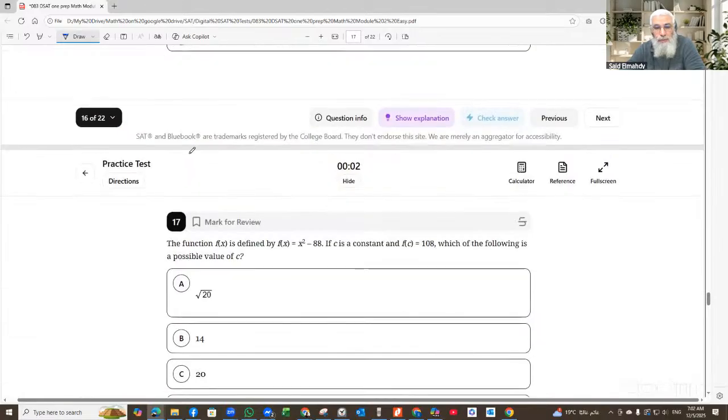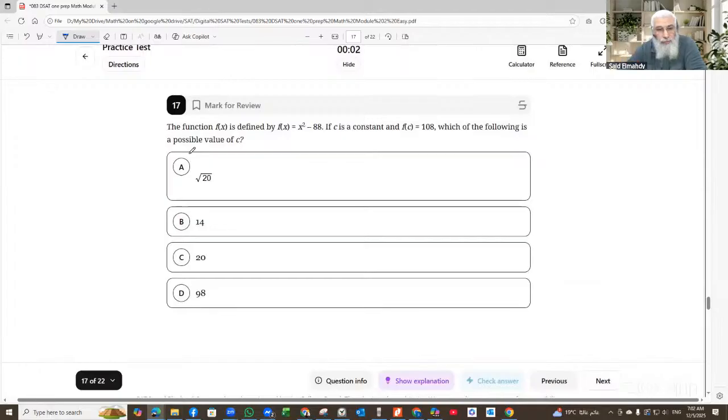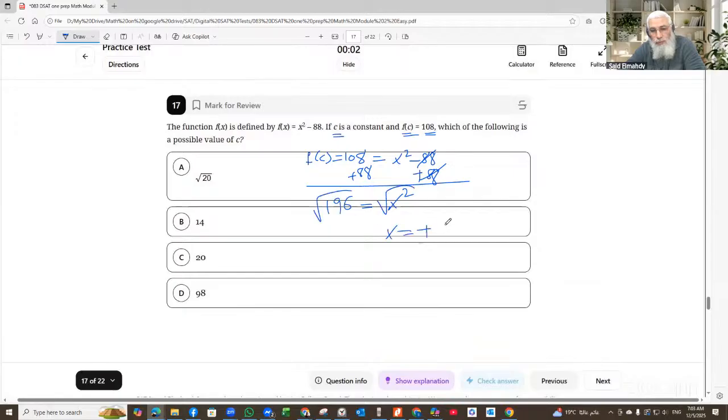The y-intercept is the start. The function f is defined by f of x equals x squared minus 88. If c is a constant and f of c equals 108, which of the following is a possible value of c? So f of c equals 108 and f of x equals x squared minus 88. We add 88 to both sides. This is x squared equals 196. So the square root, x is equal to positive and negative 14. So the solution is 14.